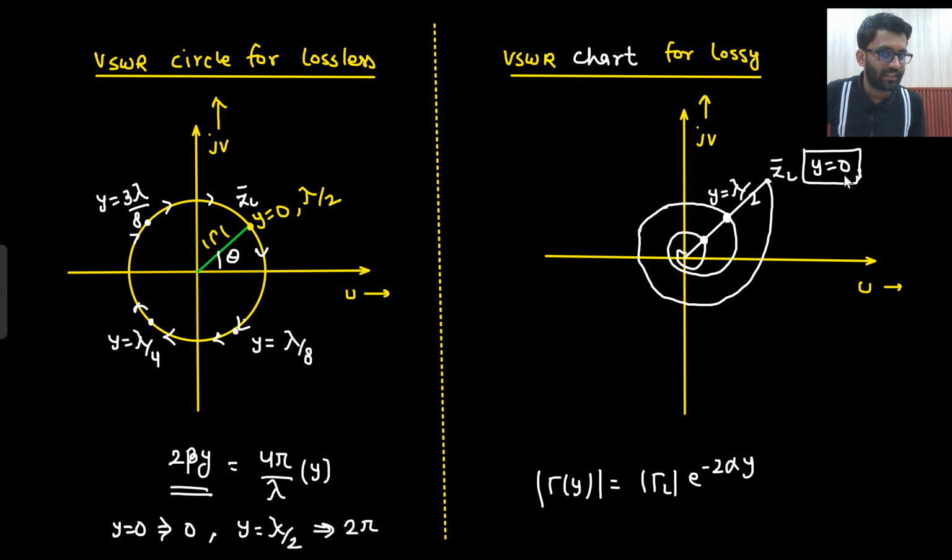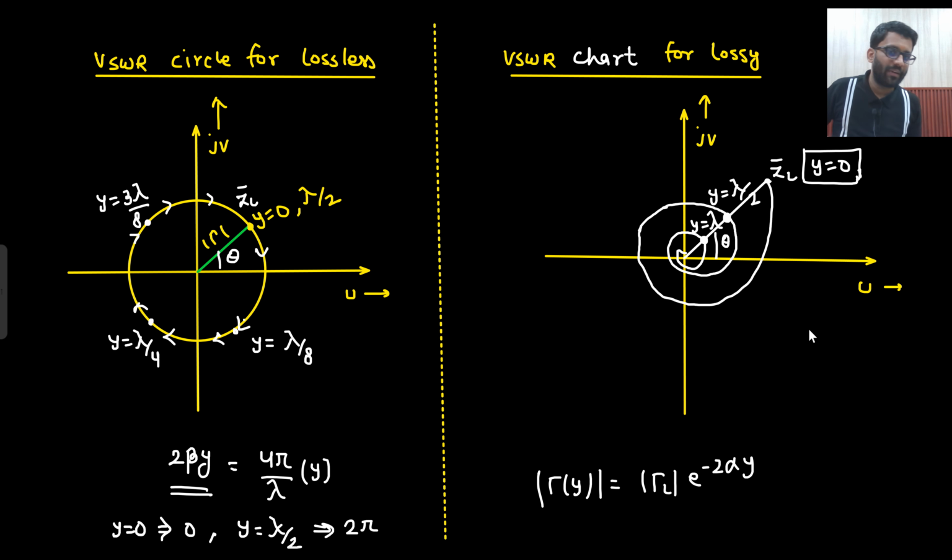Similarly, if this is your 0, then at y equals to 0, what was the phase? Theta. So at y equals to lambda by 2, what will be the phase? Theta only. Now another lambda we will cover. So what will be this length? This length will also be lambda. So 0, lambda by 2, lambda.